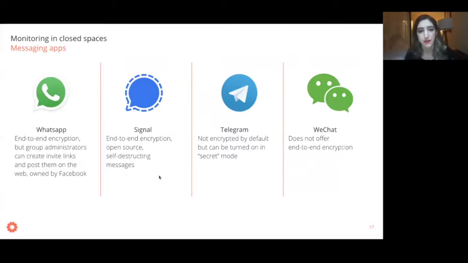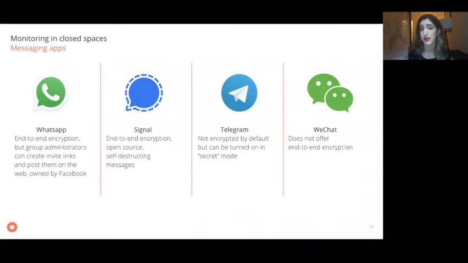Going back to this idea of privacy, another thing that makes these apps important but distinct is their privacy functions and their encryption. So WhatsApp is end-to-end encrypted, but group administrators can create invite links and then those can be posted on the web. Some people don't know this, but if you're in a WhatsApp group and someone posts that group invite link on the web, it essentially becomes public and anyone can join it. WhatsApp is also owned by Facebook. So some people have concerns about the ownership of the data that runs on the platform.